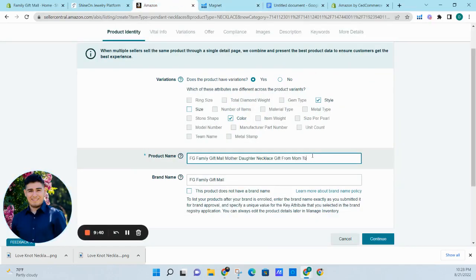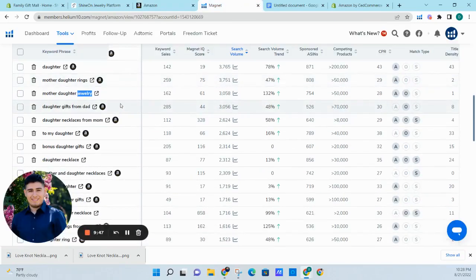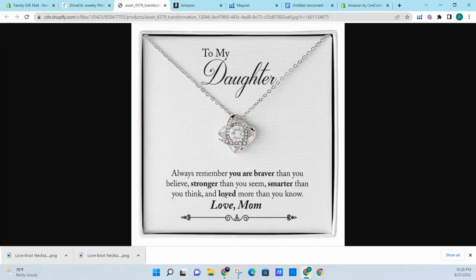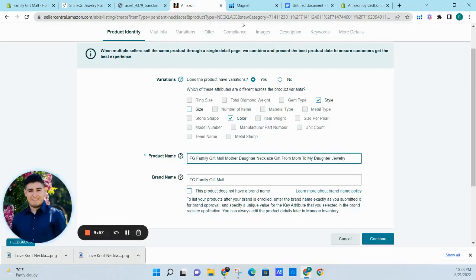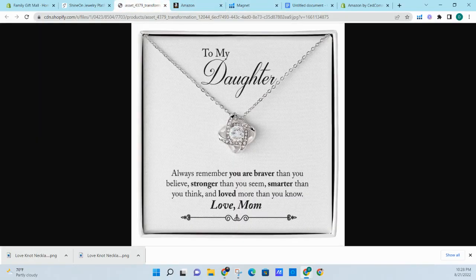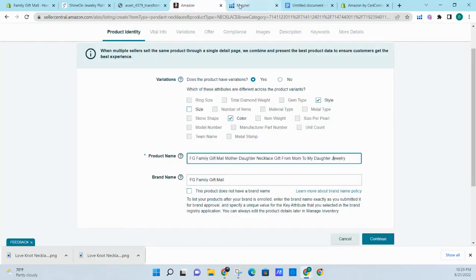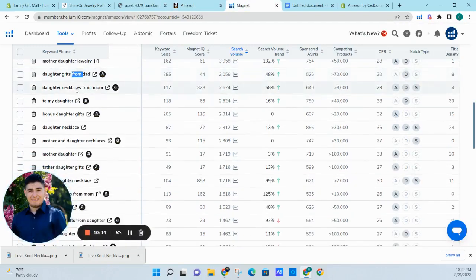From mom, let's look to my daughter, jewelry. Now, I'm not gonna say that, because the design that we're doing is from mom to daughter. So I'm not gonna put that. But if you were doing a design that is more general, or if you're trying to create a pattern listing that is more general, then yeah, you can include mom, dad, daddy, father, mother, all the terminology that applies, right? Let's keep on going.